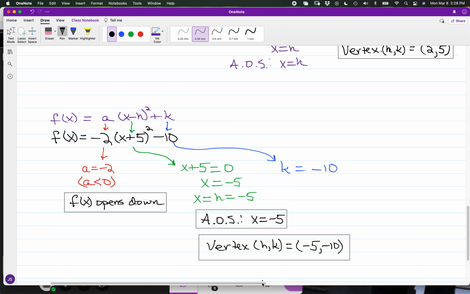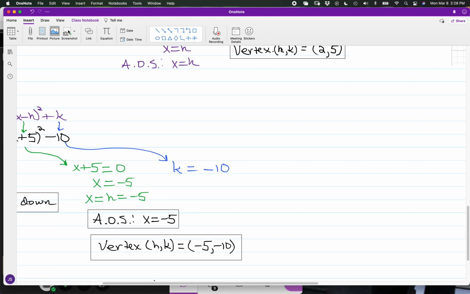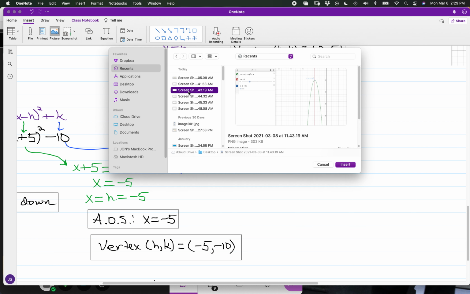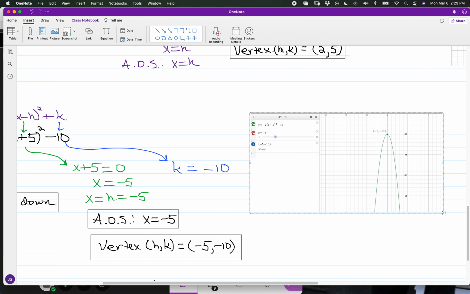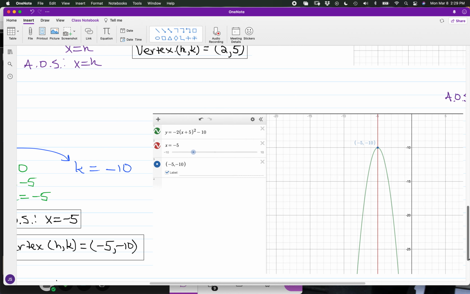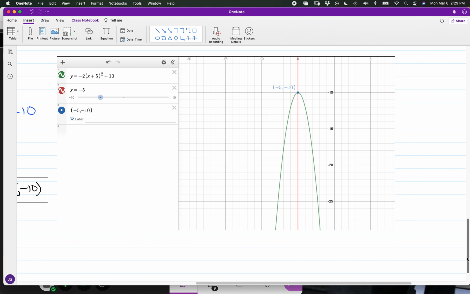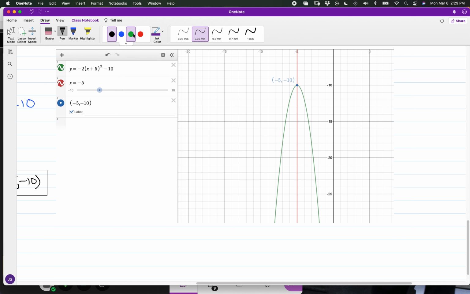Now, just looking at what we have for this particular function. Okay, so you have for this quadratic, say I have f of x or y equal to negative 2 times the square of x plus 5 minus 10. Okay, so I got this one in green.